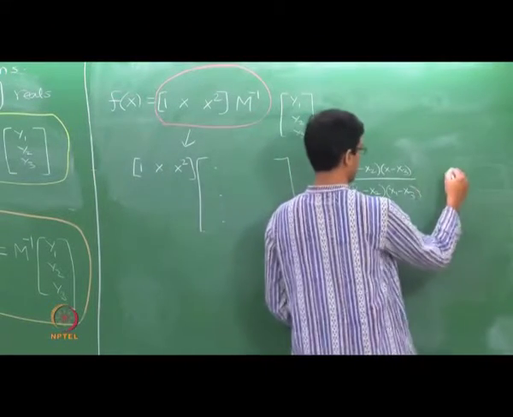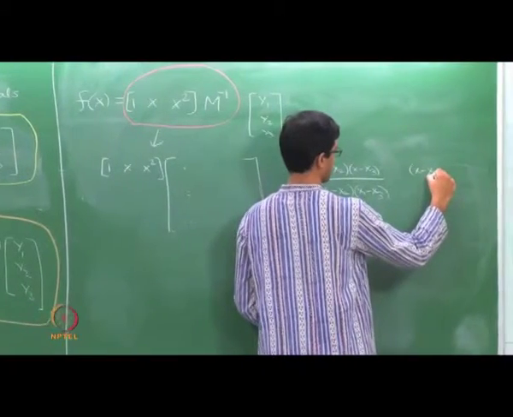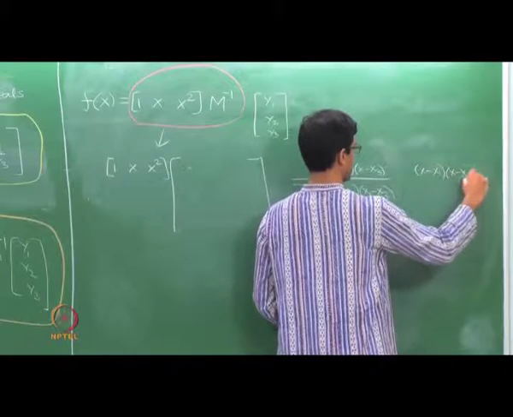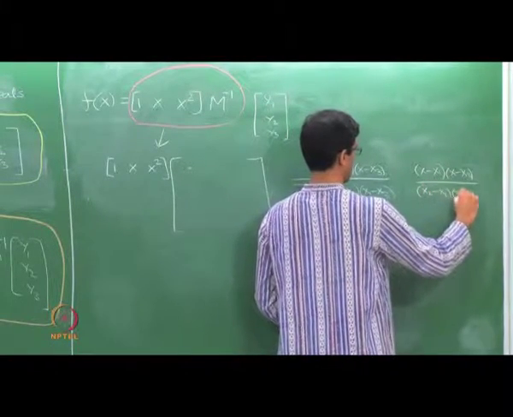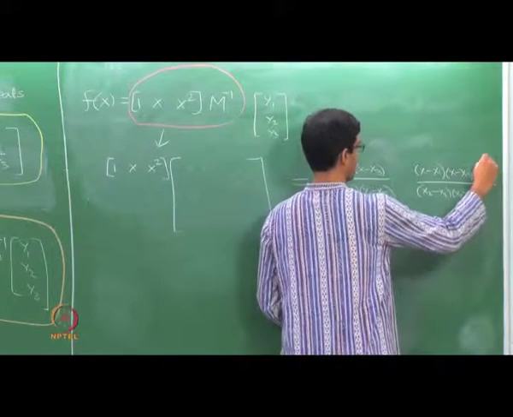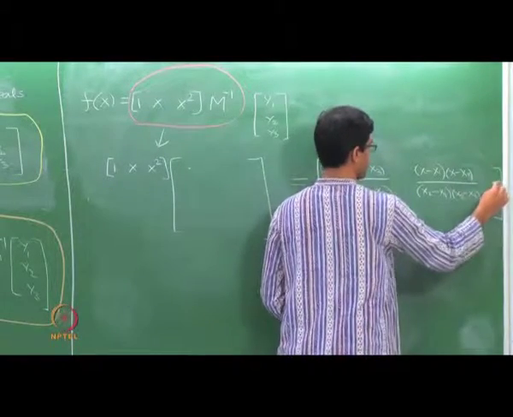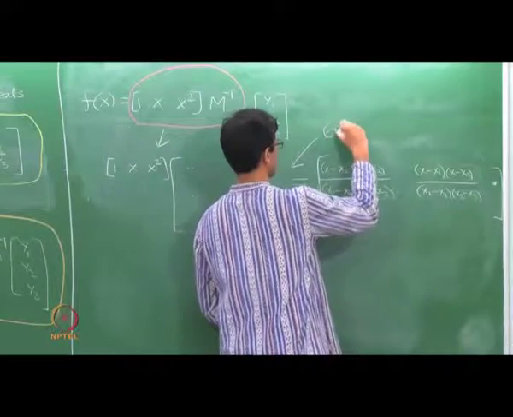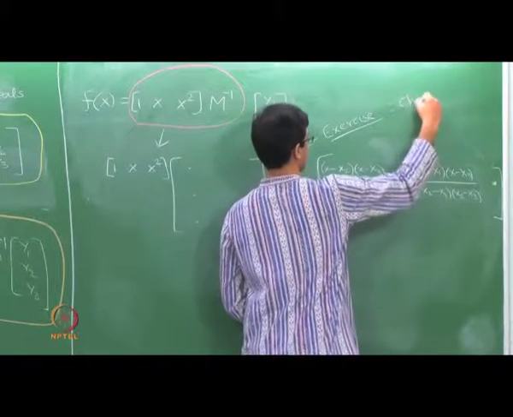The second entry of this is x minus x1, x minus x3, and the third entry would similarly be the corresponding one. Let me just skip the third entry. Anyway, this is something for you to check. So exercise: check this equality.